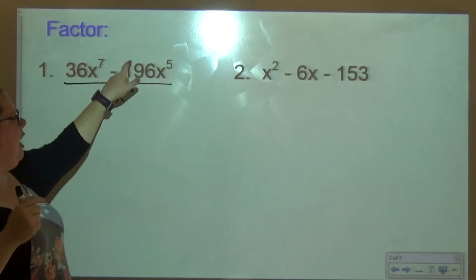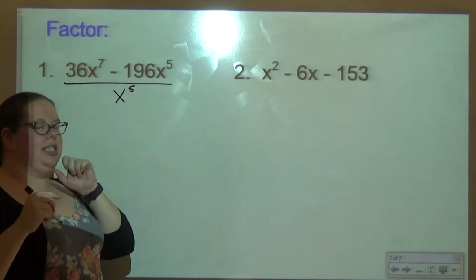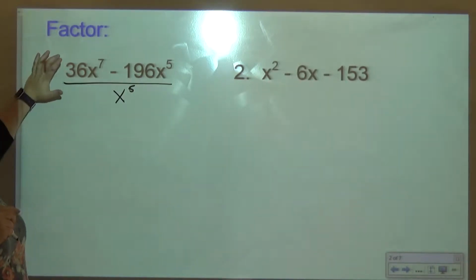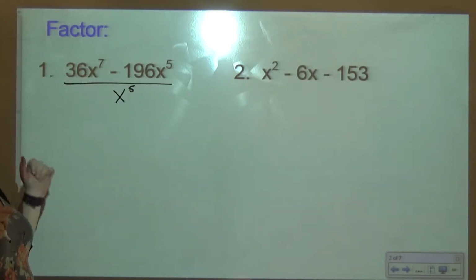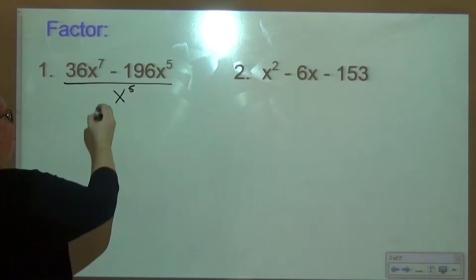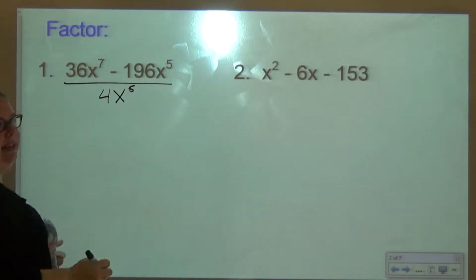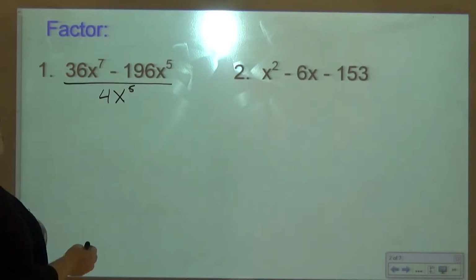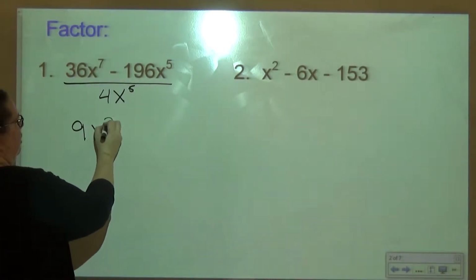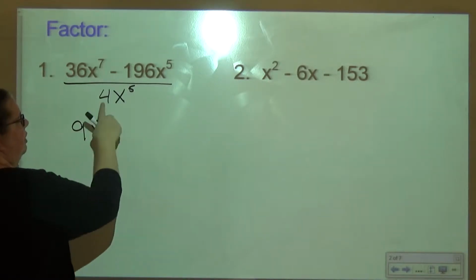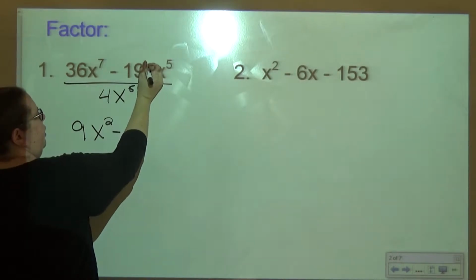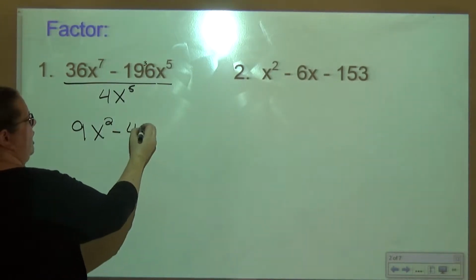And then this was a tough one. I actually had to look at this before I taught it to you. I made this problem up a long time ago. What goes into both of those numbers? It's actually a 4. Sometimes you have to play around with the numbers. That's why we use a pencil in math a lot. So if we divide, we get 9x squared minus 49.